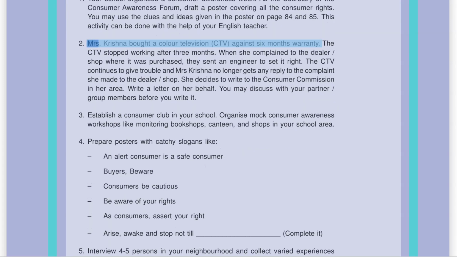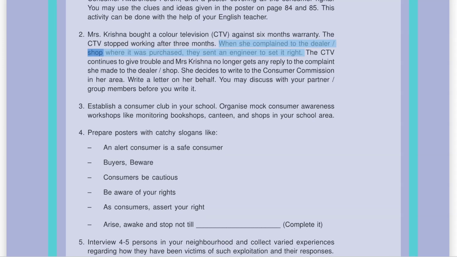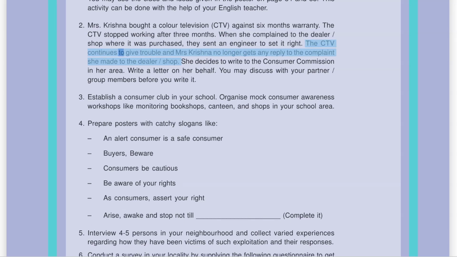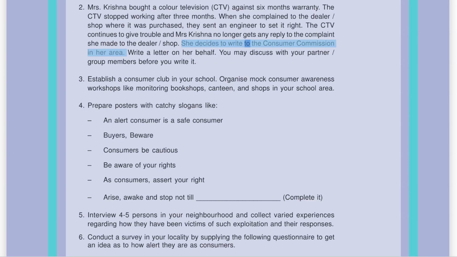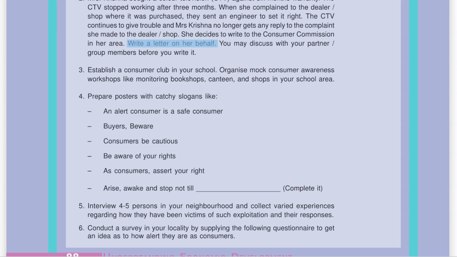2. Mrs. Krishna bought a color television, CTV, against 6 months warranty. The CTV stopped working after 3 months. When she complained to the dealer/shop where it was purchased, they sent an engineer to set it right. The CTV continues to give trouble and Mrs. Krishna no longer gets any reply to the complaint she made to the dealer/shop. She decides to write to the Consumer Commission in her area. Write a letter on her behalf. You may discuss with your partner/group members before you write it.